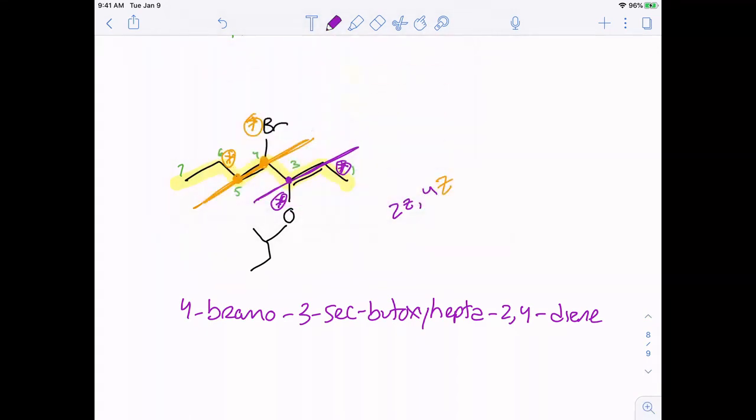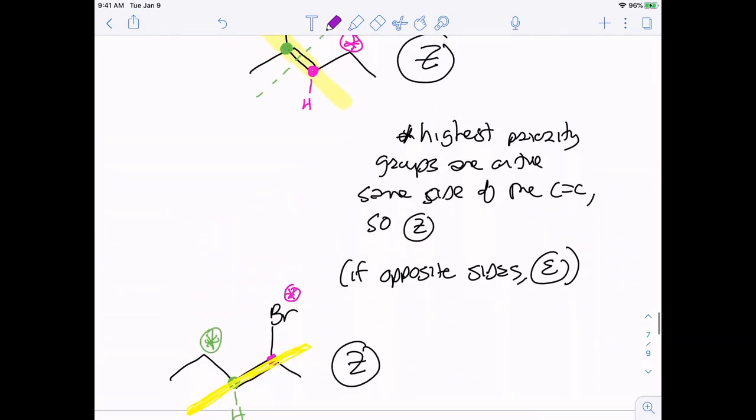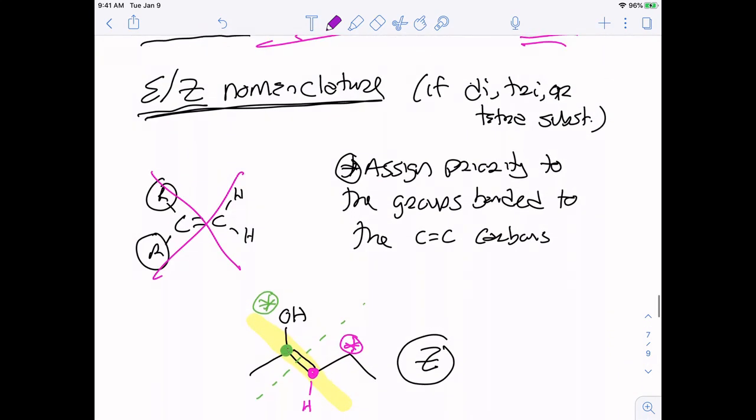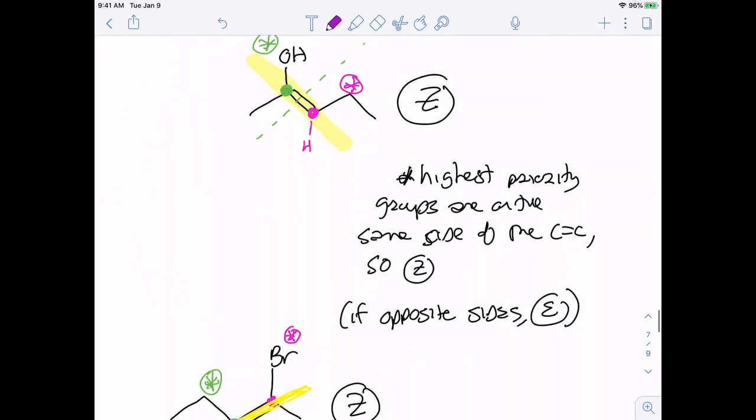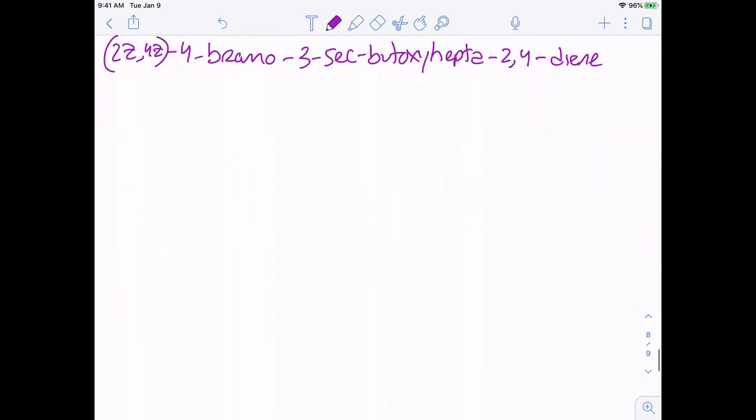So in front, I would have 2Z, comma, 4Z, and then that would go in parentheses. So whenever you have a double bond, as long as it has stereochemistry, or it had one up here, wherever it went, I guess I've lost it.